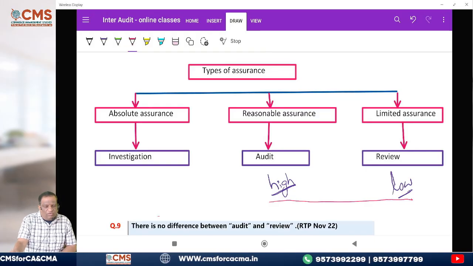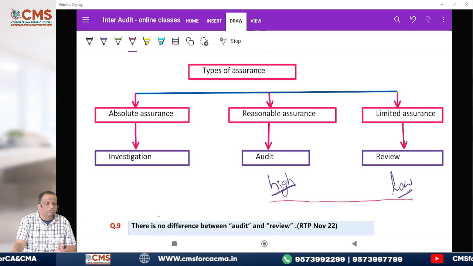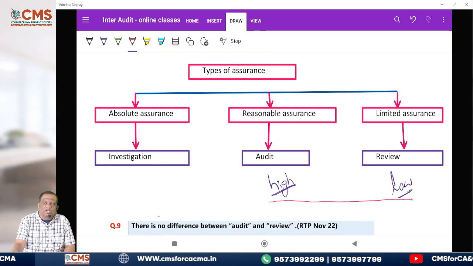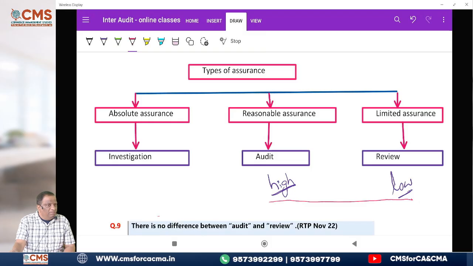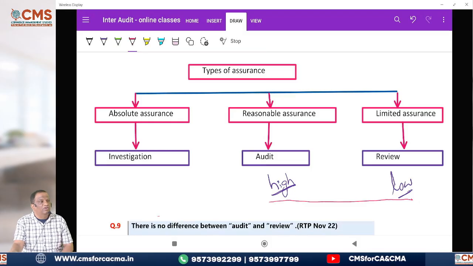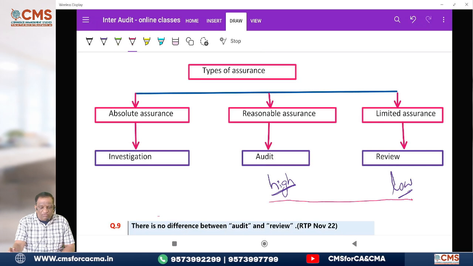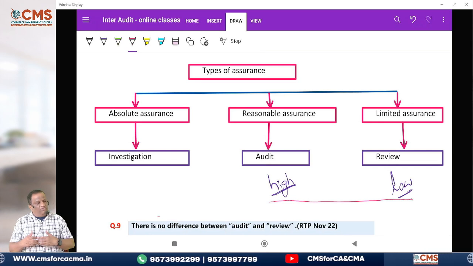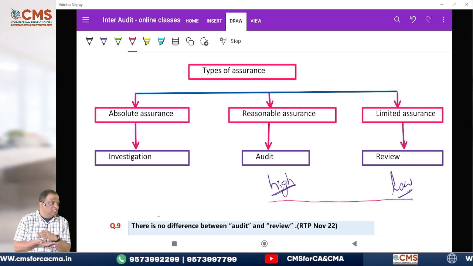So this review will also be done for other things, but to give you an example, review of quarterly financials. But then it is also done by a practitioner. But is he covering all, doing that in a similar way like an audit? No. Whenever he is performing reviews, he will be performing slightly fewer procedures than the audit.